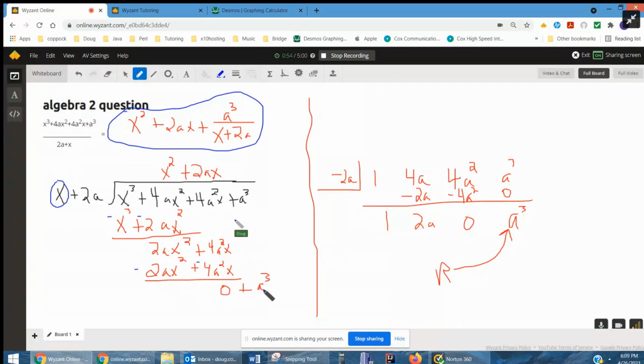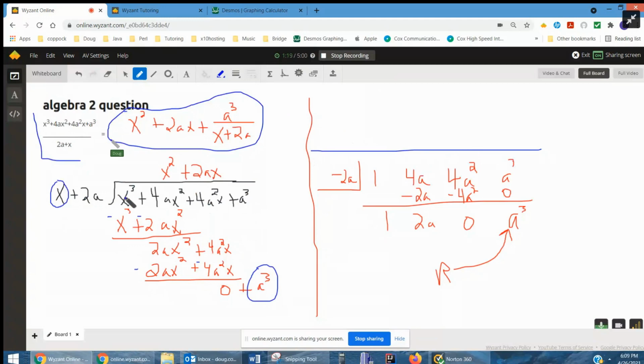Bring down the next term, a cubed. X does not divide into a cubed evenly, so that's the remainder. And that means I can rewrite this expression as x squared plus 2ax plus the remainder over the divisor.